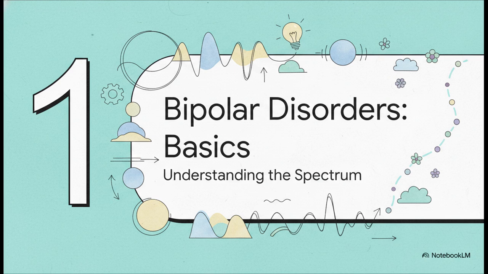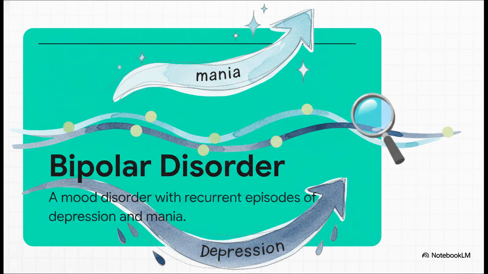Before we can even think about assessing a client or planning their care, we have to have a rock-solid grasp on what bipolar disorders actually are and what they look like. Now, this definition is so key. Bipolar disorder isn't just about the highs of mania. It's about that intense swing back and forth between two opposite poles, mania and depression.